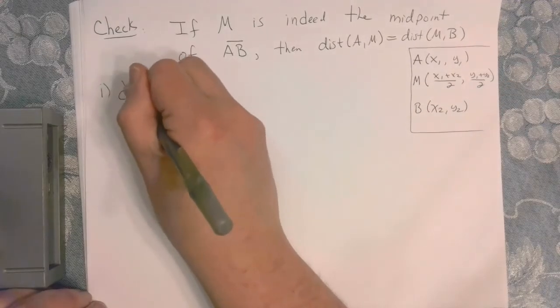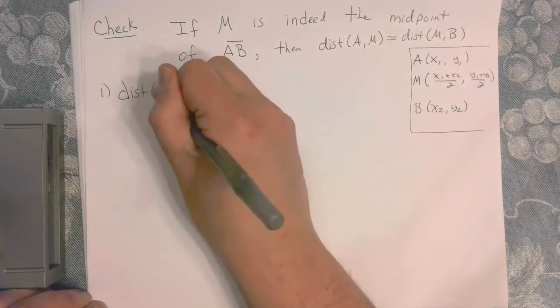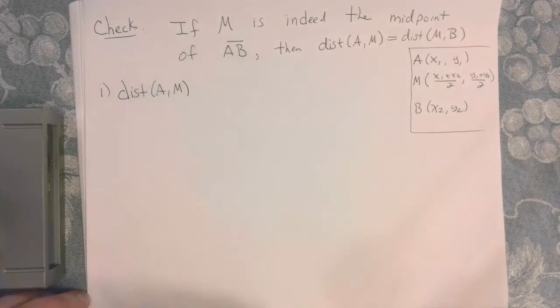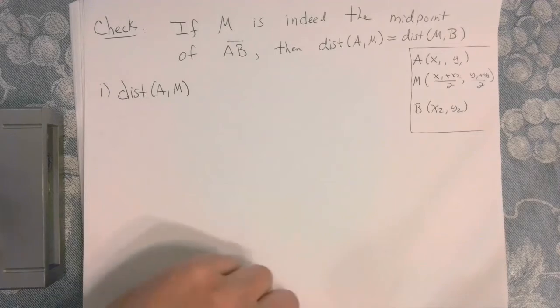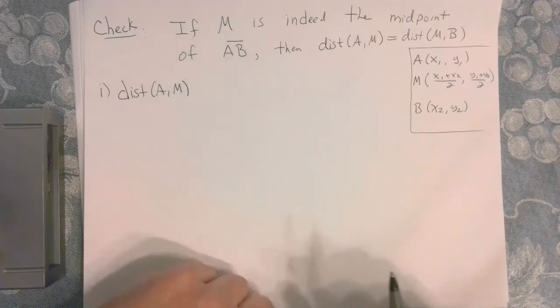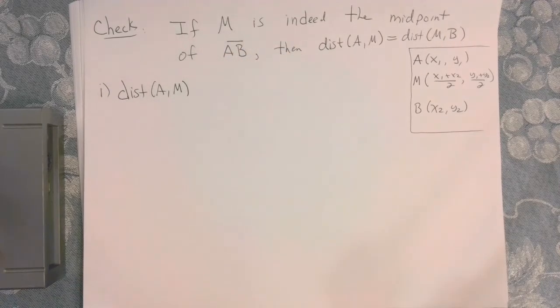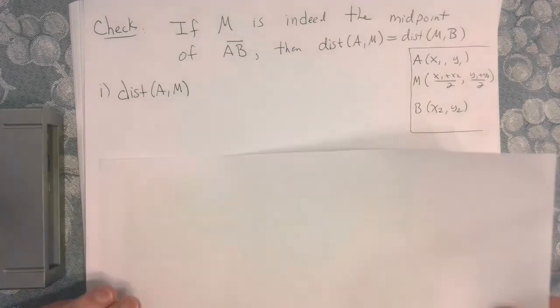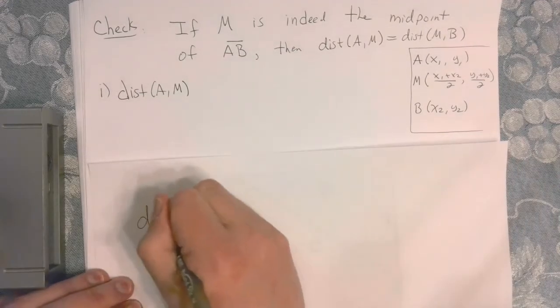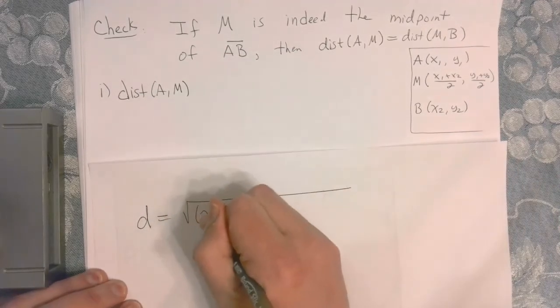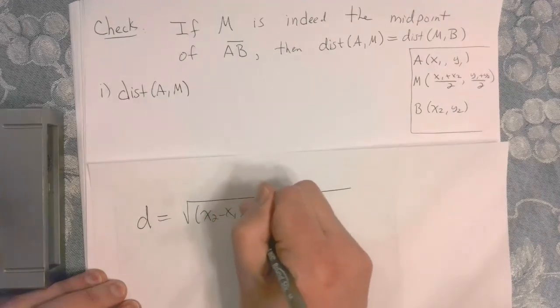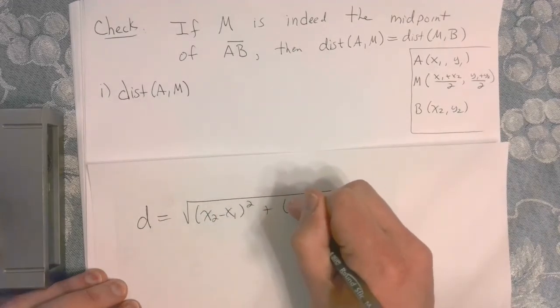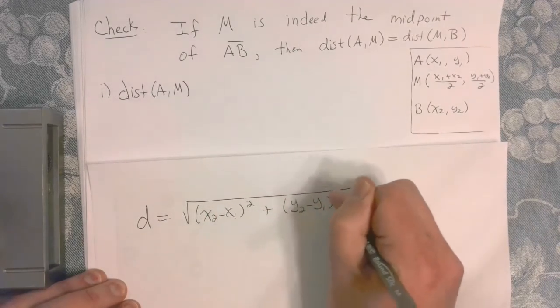Okay, so first we want the distance from point A to point M. And of course, we're going to use the distance formula. So let's just maybe remind ourselves, what is that distance formula? So D is equal to the square root of (x2 minus x1) quantity squared plus (y2 minus y1) quantity squared.